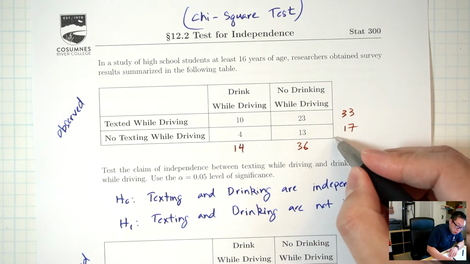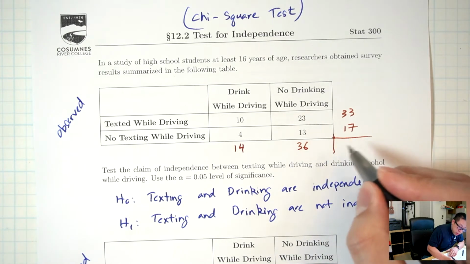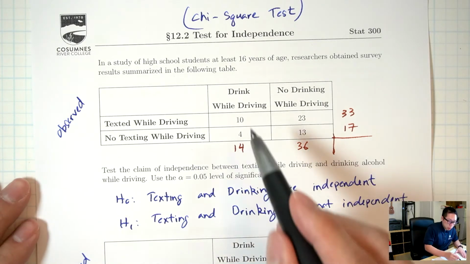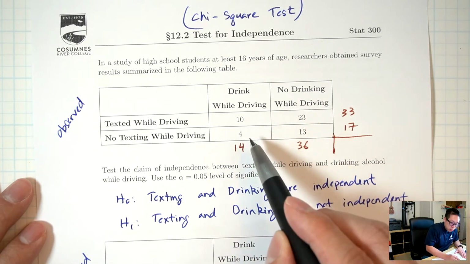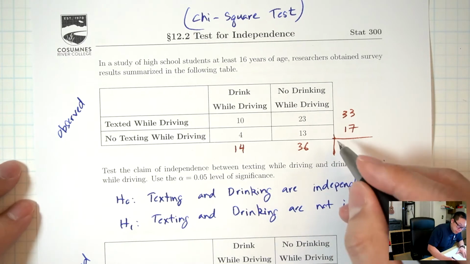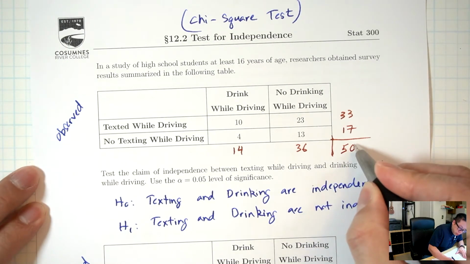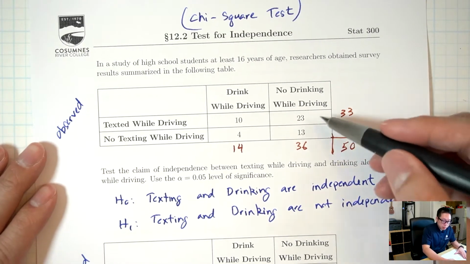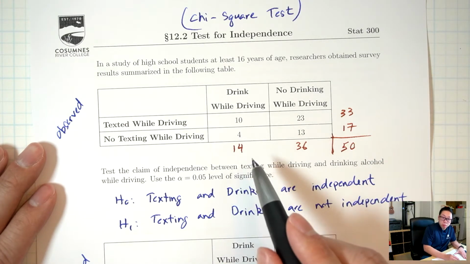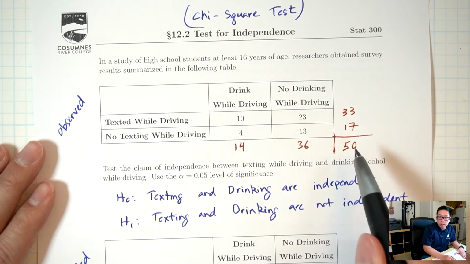And then I also need the total of everybody in the study. So the total of all the numbers, and what I mean by all the numbers, I mean all of the original numbers. So 10, 23, 4, 13, so add those up. 10 plus 23 plus 4 plus 13 is 50. You could have also gotten 50 by adding the row totals, so 33 plus 17 is also 50, or the column totals, 14 plus 36 is also 50.